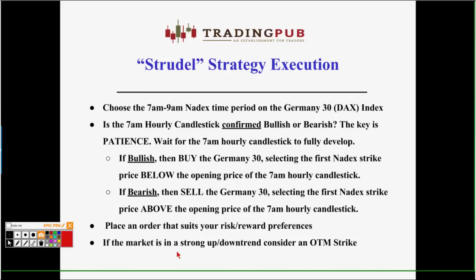Okay, so that is the Japanese strategy. It's from 8 o'clock to 10 o'clock, and the rules are just to wait for the first hour to develop. In the morning at 7 o'clock Eastern time, from 7 to 9, I've got the strudel strategy, the exact same strategy. If I get on at 7 o'clock in the morning, I check my economic news, I see what's in the way. But 90% of the time, the 7 a.m. hourly candlestick controls the 8 a.m. candlestick. What I mean by that is that the 8 a.m. candlestick does not threaten the opening price or the strike price below or above the 7 a.m. candlestick, depending on whether I'm buying or selling.